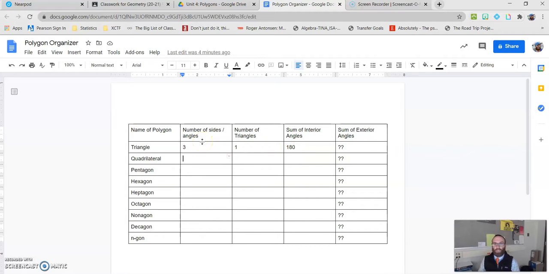What you're going to do as you go through this video is you're going to fill in the rest. How many sides and angles do each of these have? How many triangles make that up? And what is the sum of the interior angles?